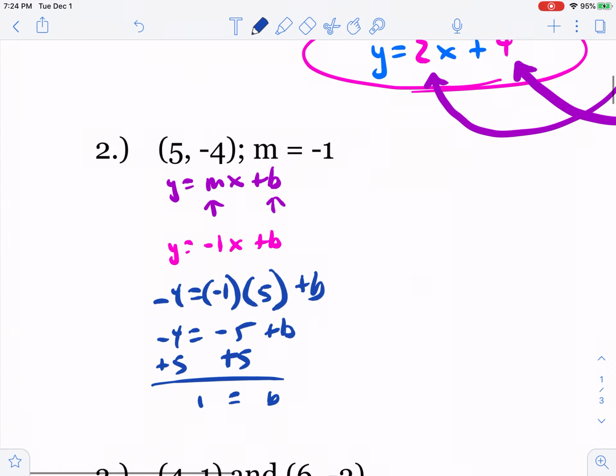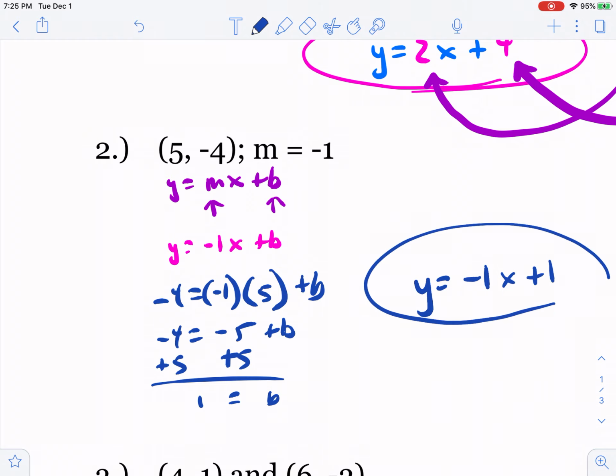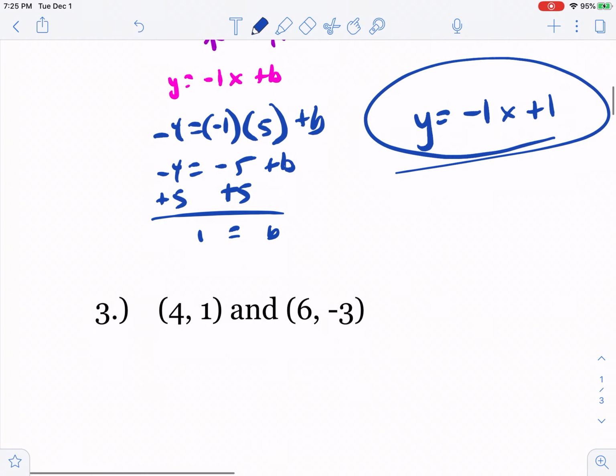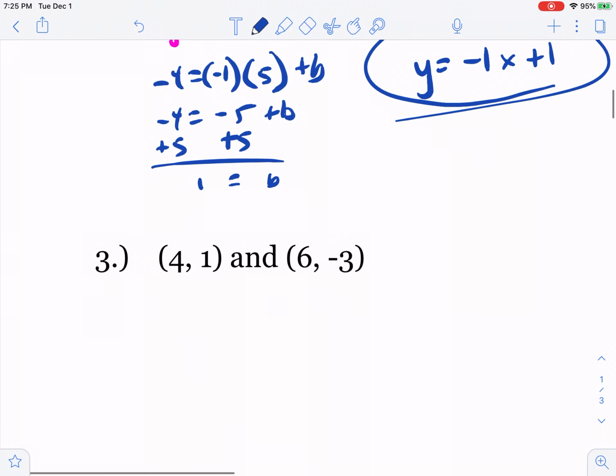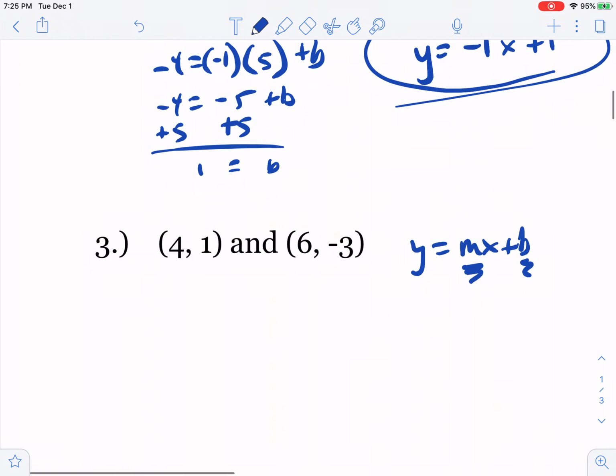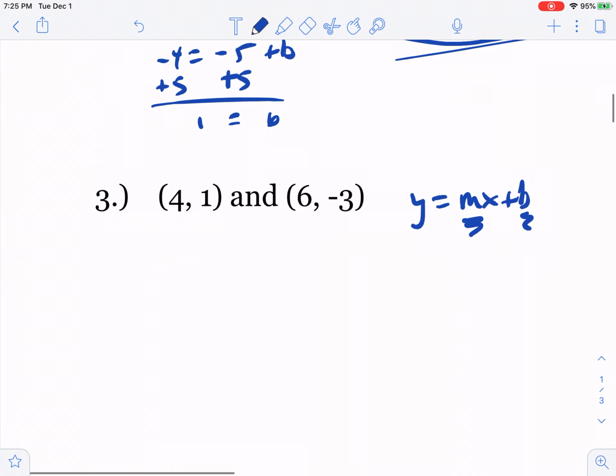I'm not done. I need to rewrite this equation with a slope and a y-intercept with numbers. So y equals -1x plus 1. That is your linear equation. Moving on. I don't have a slope here, but I can find a slope. Again, I'm looking for, in the y equals mx plus b linear equation, a slope and a y-intercept. Okay? So let's begin.